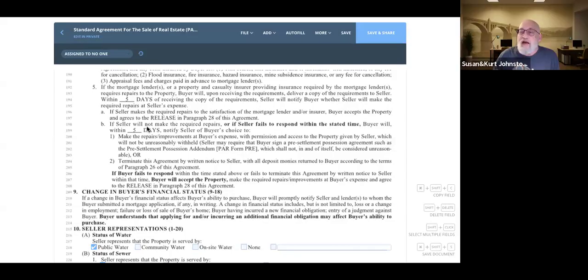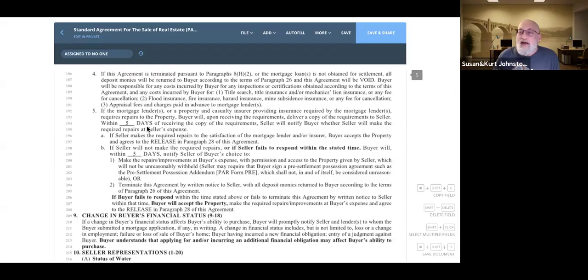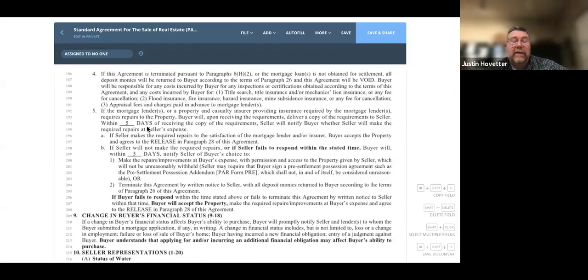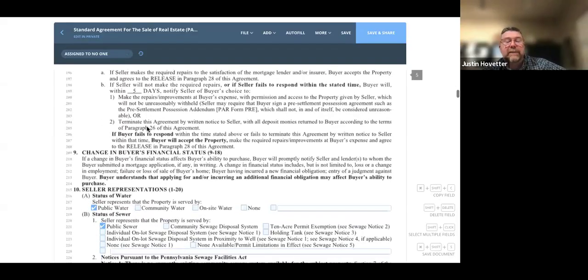No, I understand that it says we have to provide access, and that access is for the sake of the inspection.